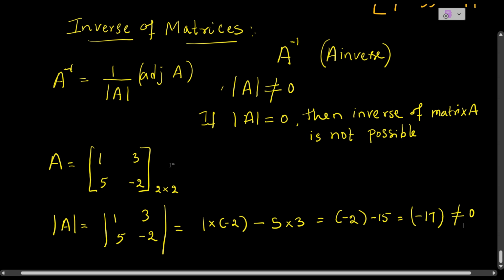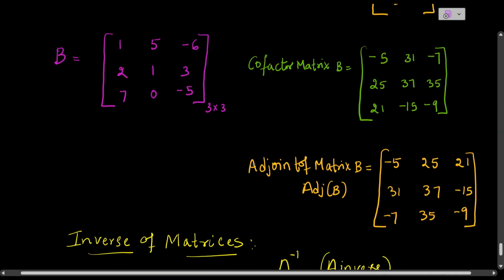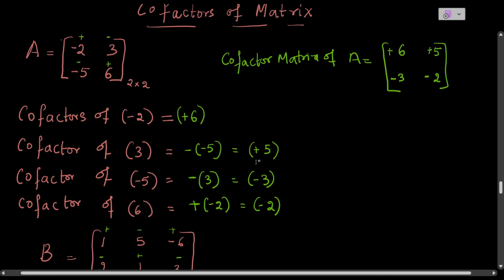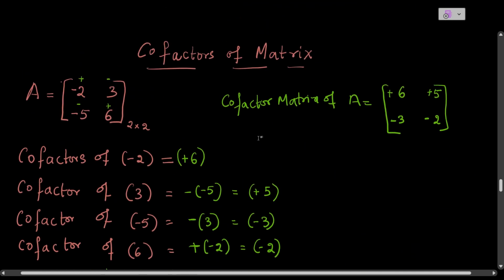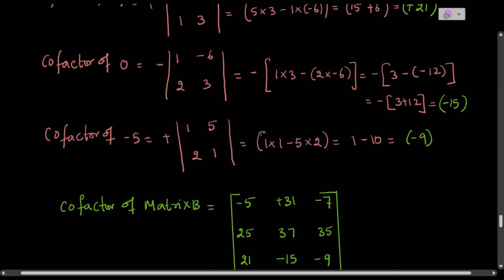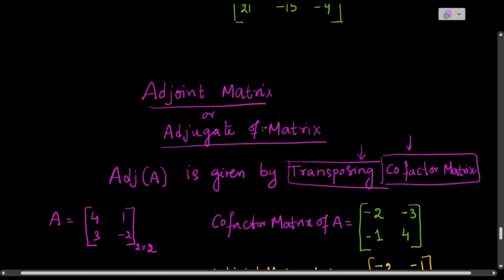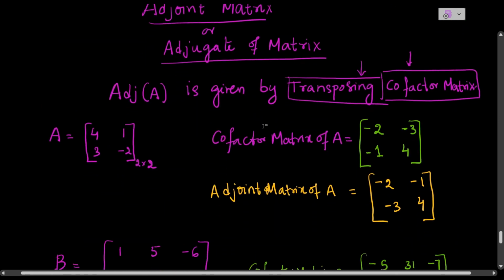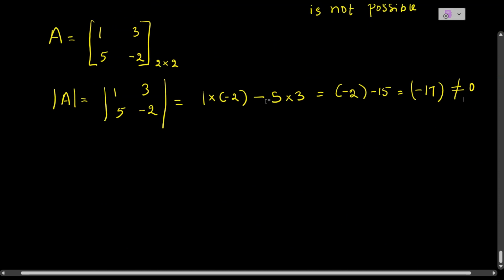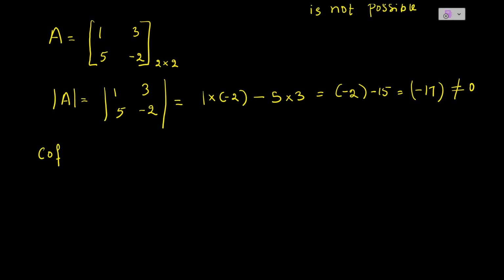So how to find it? We have to find the adjoint of A. How is the adjoint of A found, students? First we have to find the cofactor matrix, as we have seen in our previous videos. Afterwards we find the adjoint matrix. Transposing the cofactor matrix gives our adjoint matrix. So let us do this now. Let us find the cofactor of A.